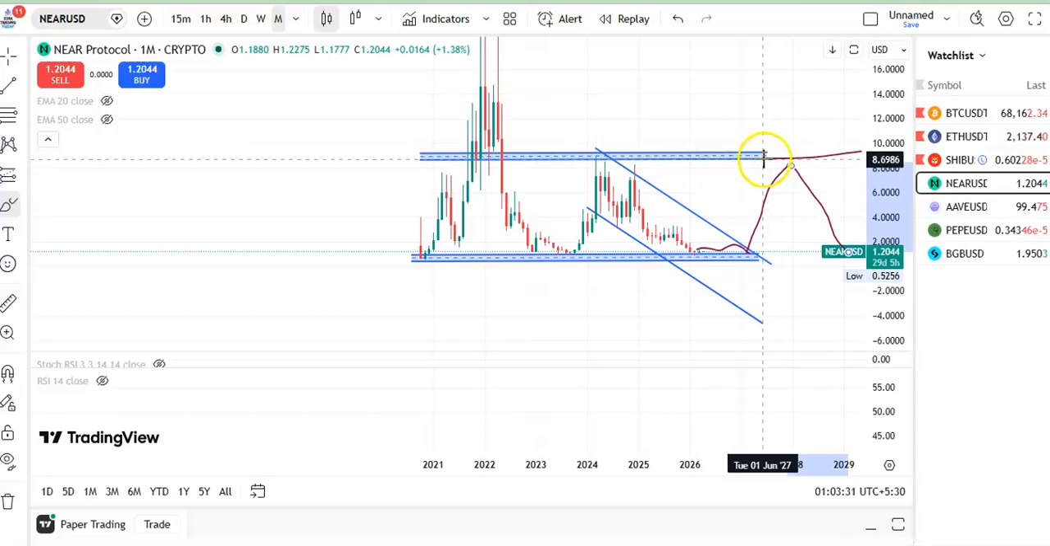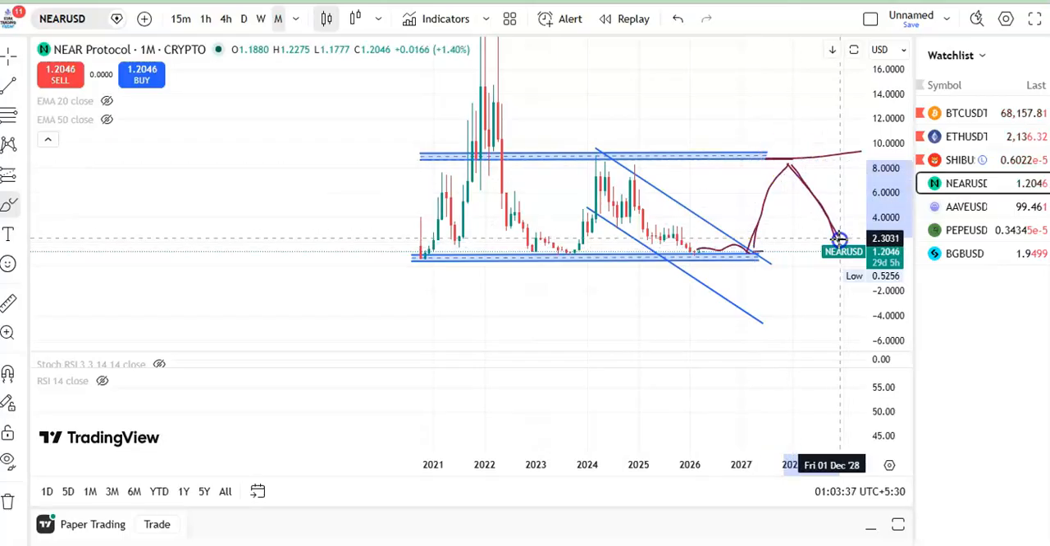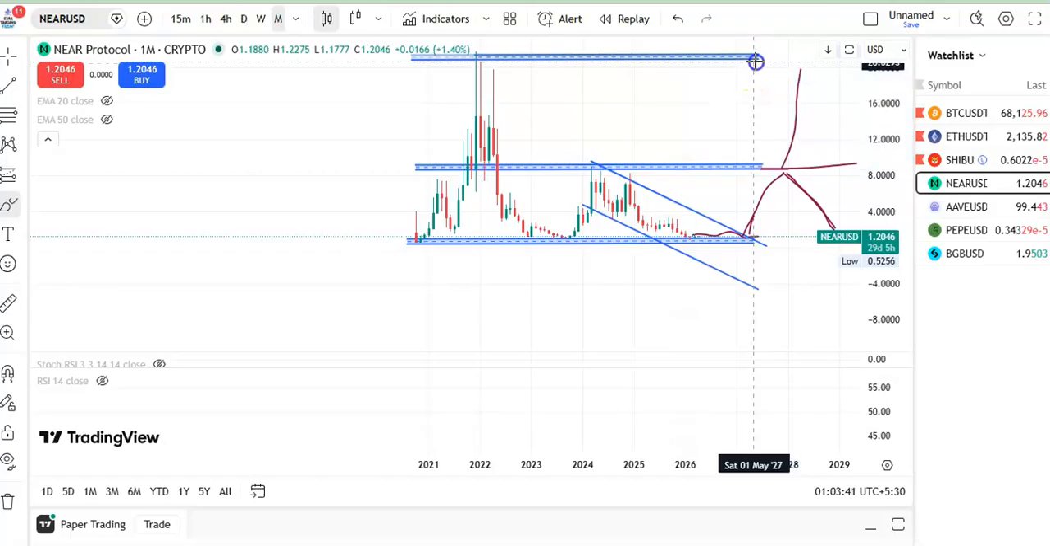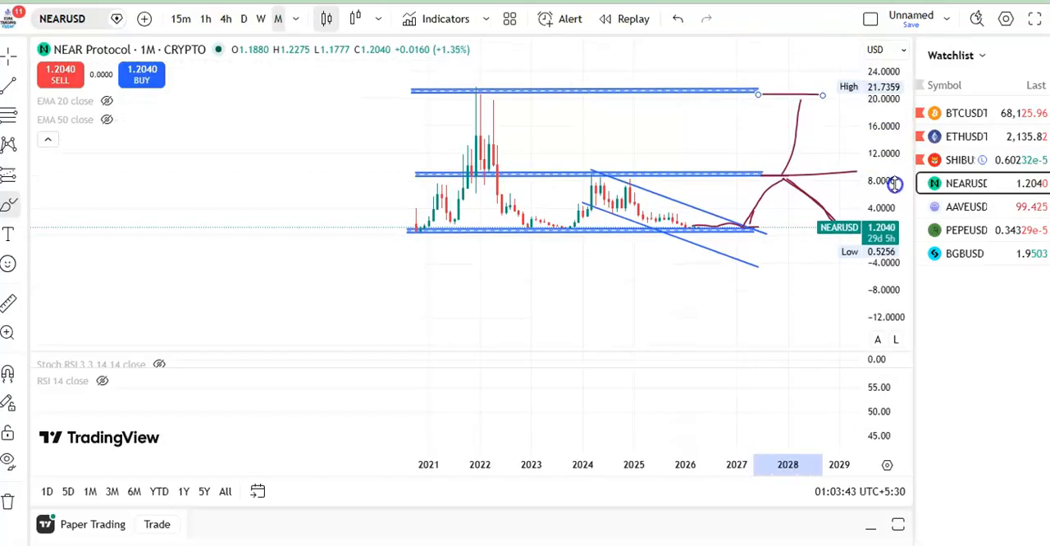This resistance is around 8.6 and the support is around 1.1. So candles may move to this resistance level and then a fall may take place. In case it gives a breakout, it may go to the next resistance level, which is around 20.61. So this is the next resistance level.